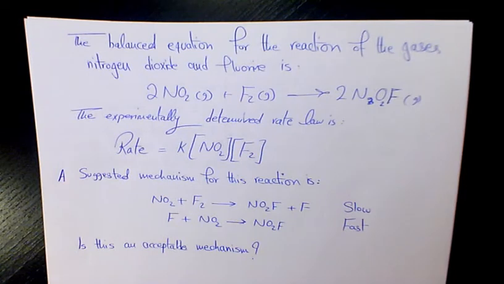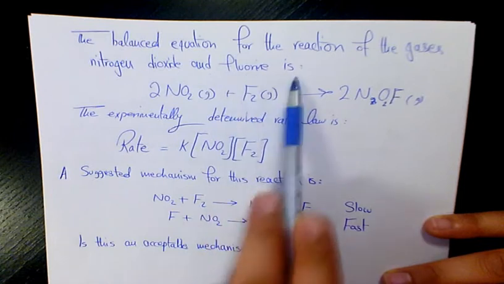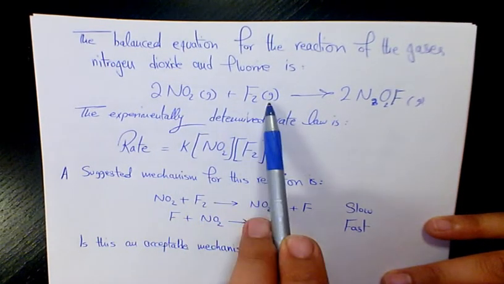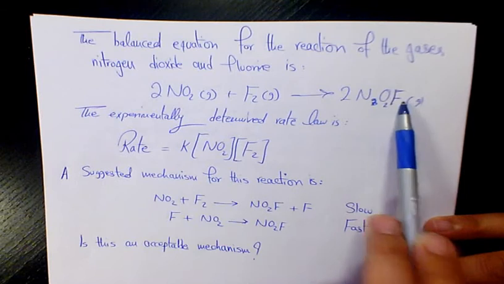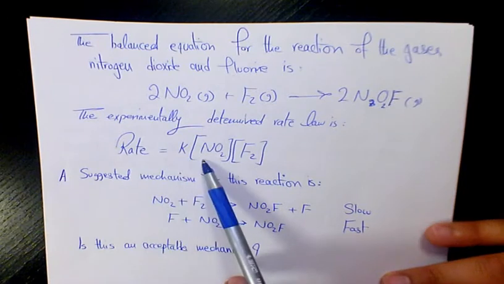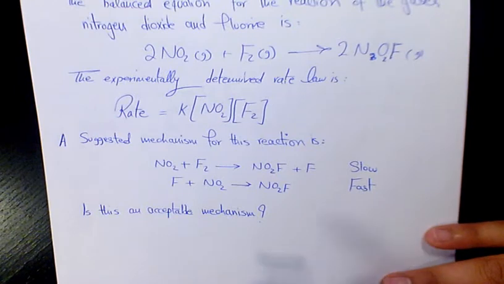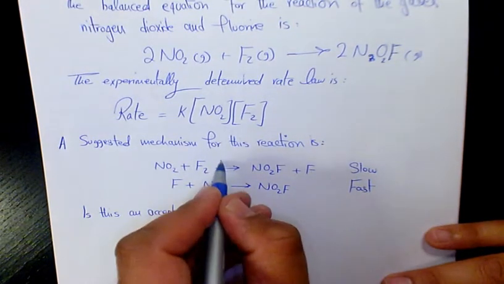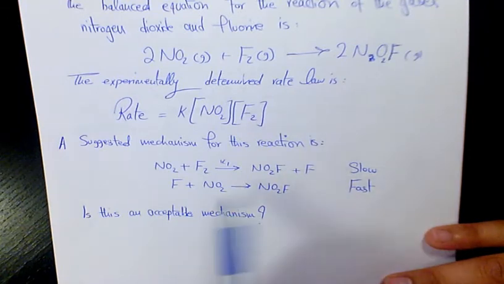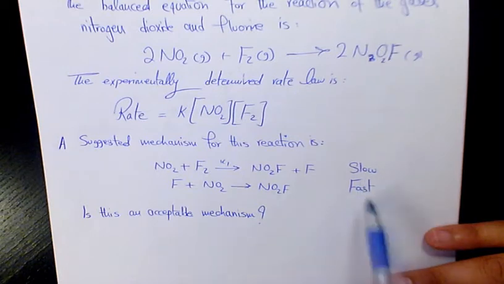Let's see some examples. The balanced equation for the reaction of the gases nitrogen dioxide and fluorine is 2NO2 plus F2 gives us 2NO2F in gaseous phase. The experimentally determined rate law is rate equals K times NO2 times F2. A suggested mechanism for this reaction is NO2 plus F2, with K1, gives NO2F plus F, and in the second step, F plus NO2 gives us NO2F. The first one is slow, the second one is fast. Is this an acceptable mechanism?